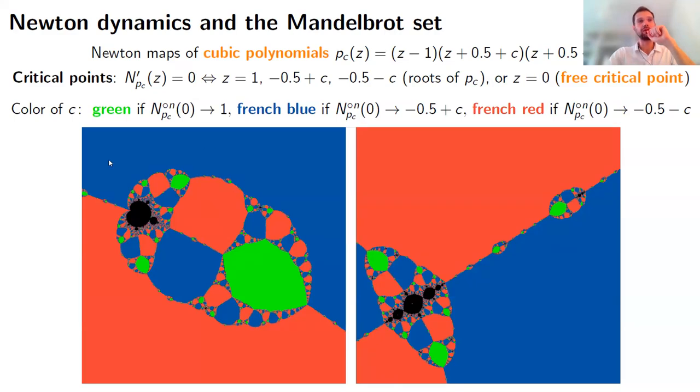Now the picture on the left is constructed in the following way. On the left, I always pick the parameter C, for example a point here. And now I color it differently. I color it with this French blue color if, for this choice of C, the critical point zero, which lives somewhere on this right part, converges to this root. I color it red if it converges to another root, and green if it converges to the third root. But remember, there might be something that does not converge to any roots. And on the picture on the left, you can see this object. The logic is that this is actually a copy of the Mandelbrot set.